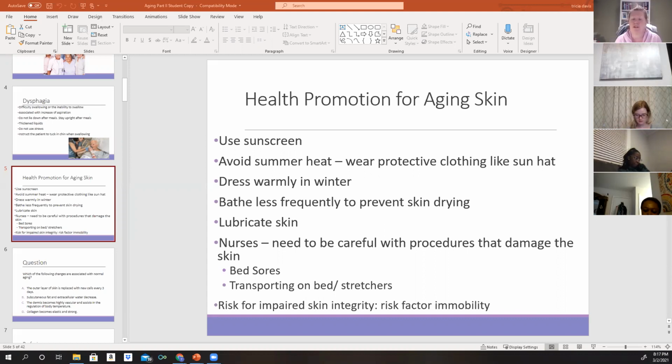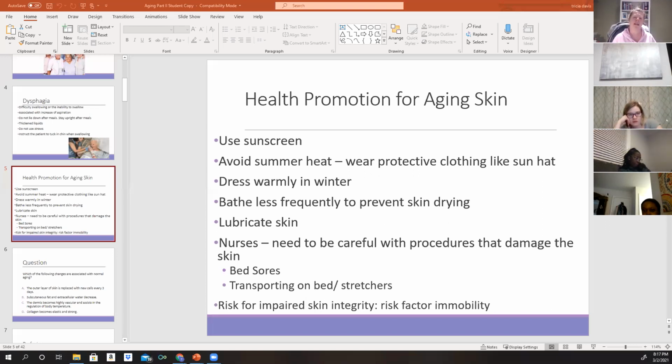We're implementing those Q2-hour turns if they're not able to turn on their own. We want to get them out of bed and get them into the chair if at all possible. We want to be careful if they don't ambulate well. We want to make sure if we're transporting them to a test that we put them on a bed or a stretcher, so that way we can pull them over so we don't have to worry about them falling.